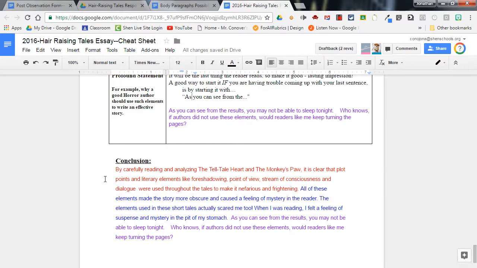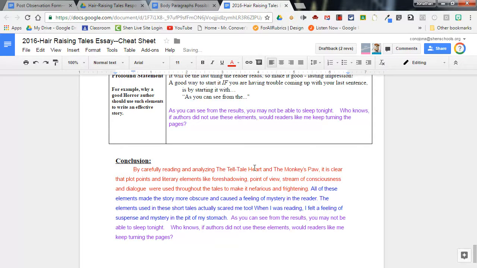Okay, now let's put it all together. Here is a model. We'll indent that, of course. By carefully reading and analyzing The Telltale Heart and The Monkey's Paw, it's clear that the plot points and literary elements like foreshadowing, point of view, stream of consciousness, and dialogue were all used throughout these tales to make them, little typo, nefarious and frightening. All of the elements made the story more obscure and caused a feeling of mystery in the reader. The elements used in these short tales actually scared me too. When I was reading, I felt a feeling of suspense and mystery in the pit of my stomach. As you can see from the results, you may not be able to sleep tonight. Who knows? If authors did not use these elements, would readers like me keep turning the pages?